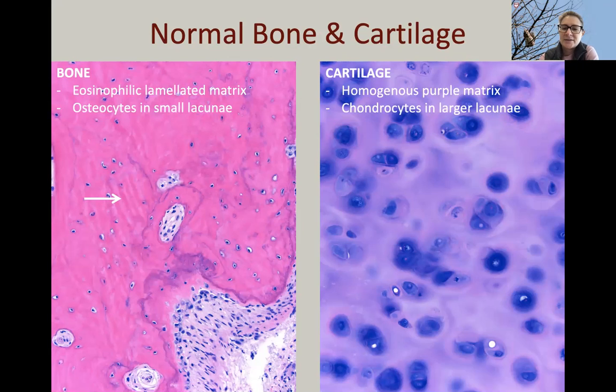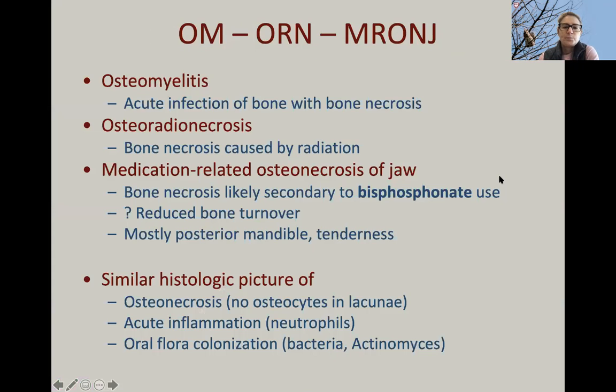Cartilage, on the other hand, tends to have a more homogeneous glassy purple matrix. The chondrocytes tend to be larger, but they're also housed in their small little lacunae. Okay, so one of the benign things that we see in the mandibular bone is the histologic picture of inflammation and necrosis. And so inflammation and necrosis of bone can be due to a number of reasons.